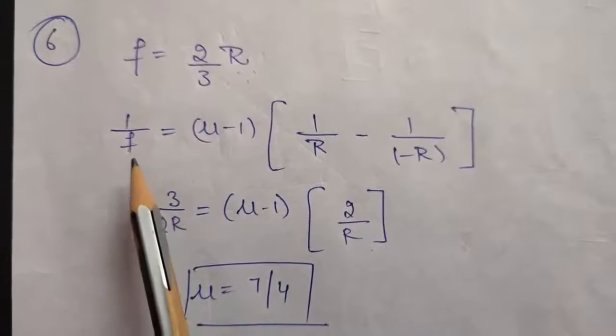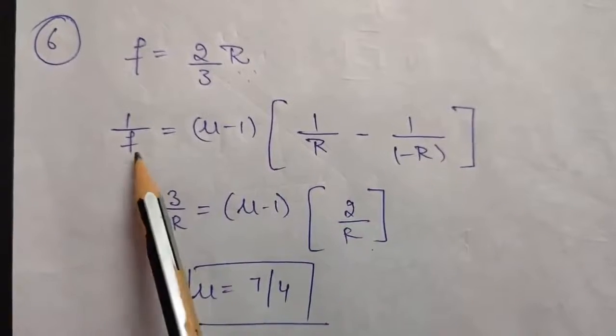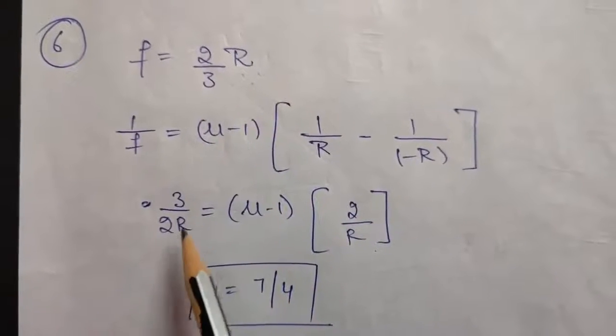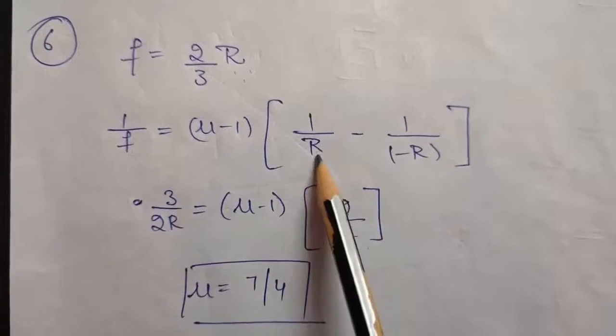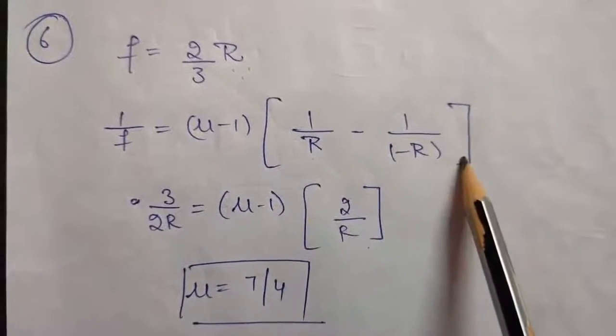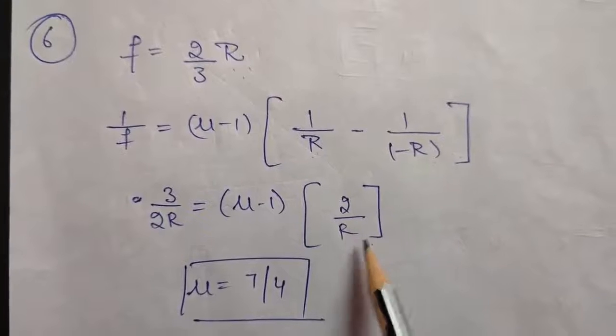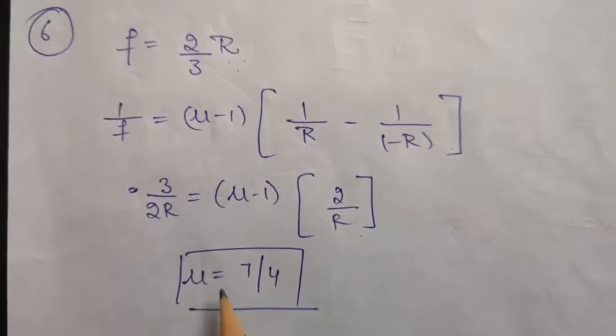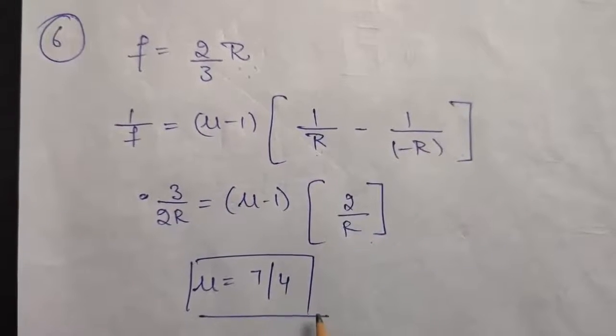So again, if you use the lens maker's formula, F is nothing but 2R by 3, putting it here, taking R1 as R and R2 as minus R, this equation will become 2 by R. So just again solve it, you will get the value of mu to be 7 by 4.